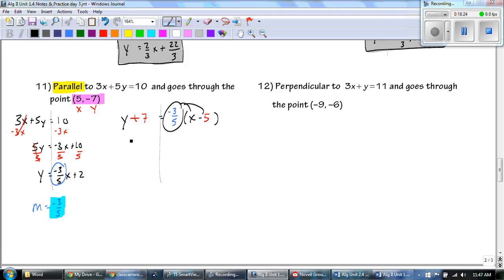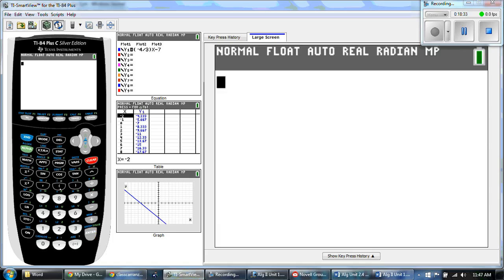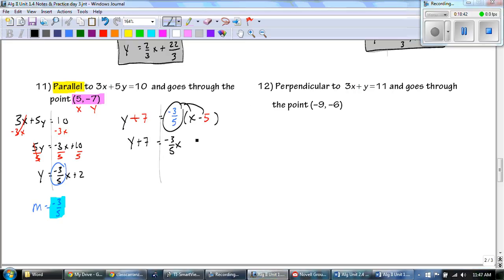I'm going to distribute. So on the left side, I have y plus 7 equals negative 3 over 5x, and then negative 3 over 5 times negative 5 gives us a positive 3. And then I need to subtract 7 from both sides. So we get y equals negative 3 over 5x minus 4.